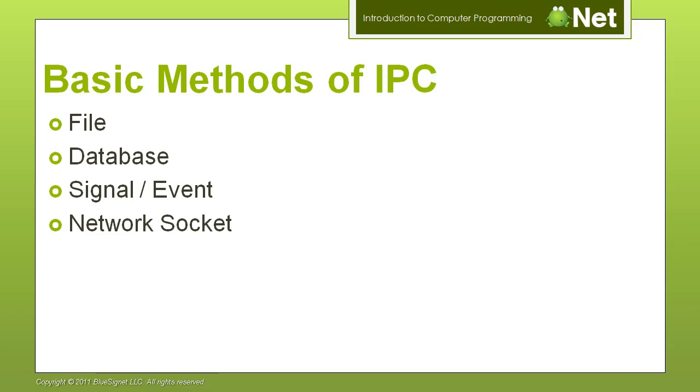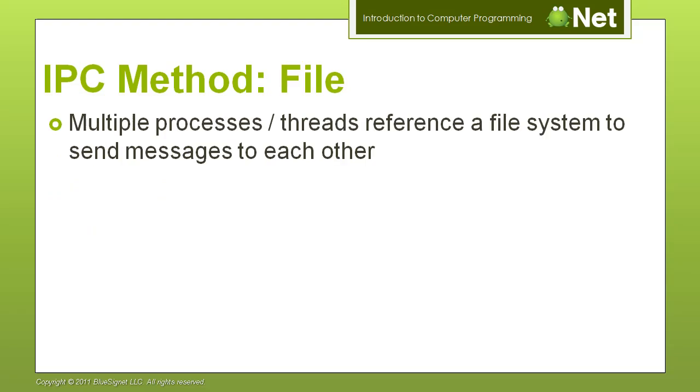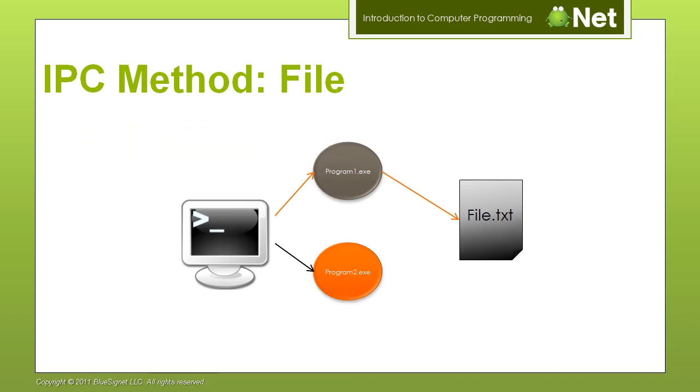So in the case of the file, we have multiple processes and threads that all refer to the file system to send messages to each other. As you can see in this example, we spawn off program 1, and program 1 writes to file.txt. Then program 2 reads from file.txt. So what program 1 has delivered to the text file, program 2 has read from it.